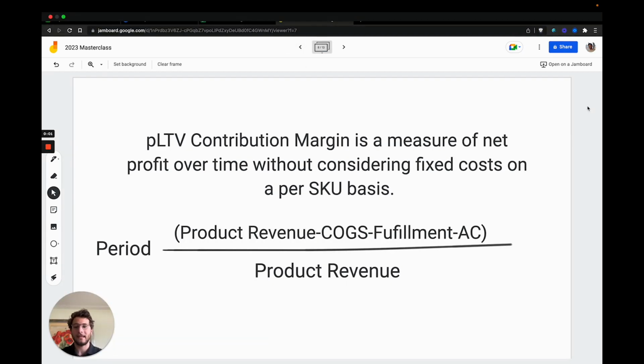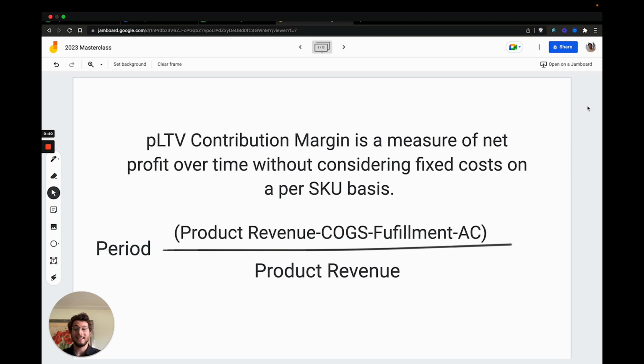Now let's go over what PLTV contribution margin is. I know this seems like a lot, but it's really quite simple. PLTV contribution margin is a measure of net profit over time without considering fixed costs on a pure SKU basis. So this is probably the best metric to look at instead of ROAS when it comes to learning how a particular ad is actually producing profit for you, right? This not only includes your revenue on the product, but it also includes the COGS on the product, the fulfillment, and the acquisition cost that it took to sell that particular product, okay?